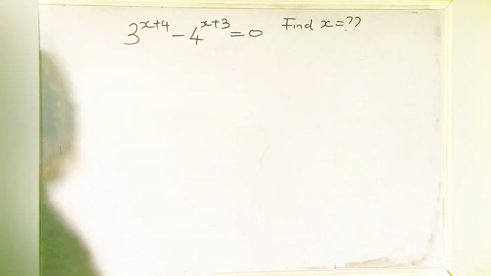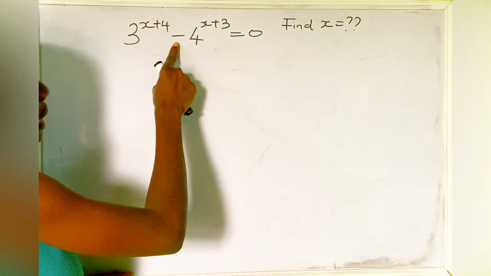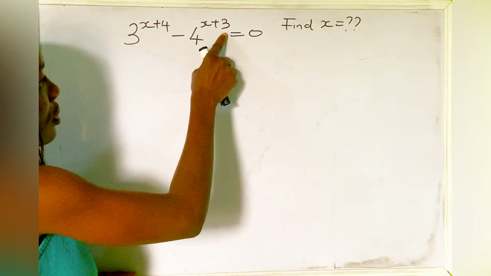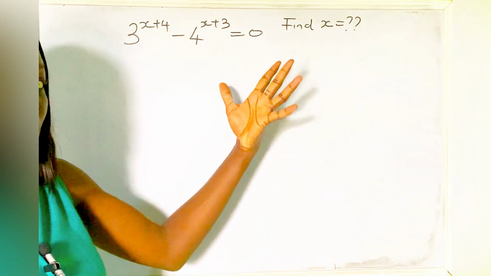Let's solve this question together. We have 3 to the power of x plus 4 minus 4 to the power of x plus 3 is equal to 0, and we're asked to find the value of x in this equation.